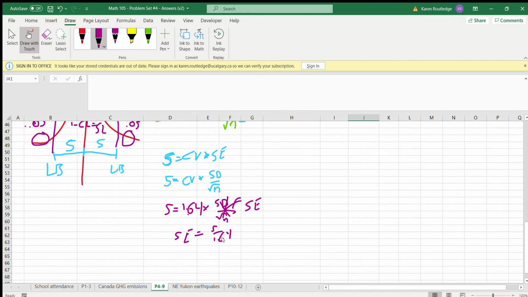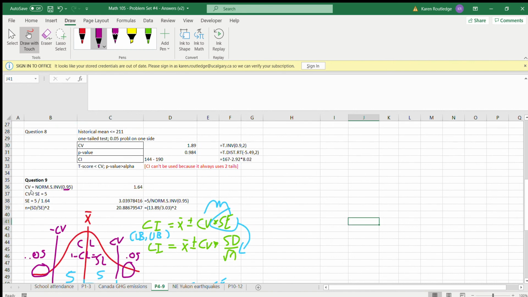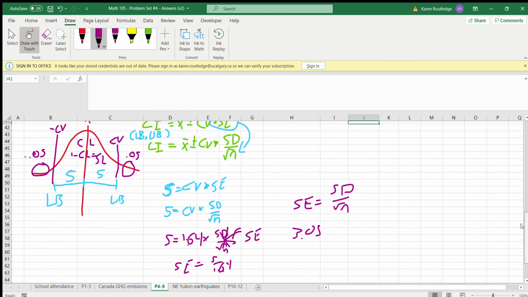It's getting harder and harder to write with the mouse. And we have solved for that up here. The standard error is equal to 5 divided by 1.64, and that gives us 3.04. So now we have one more equation, working forwards towards n. The standard error is equal to the standard deviation divided by the square root of n. We just calculated the standard error as being 3.03, maybe it was 3.04, 3.04 as it turns out.